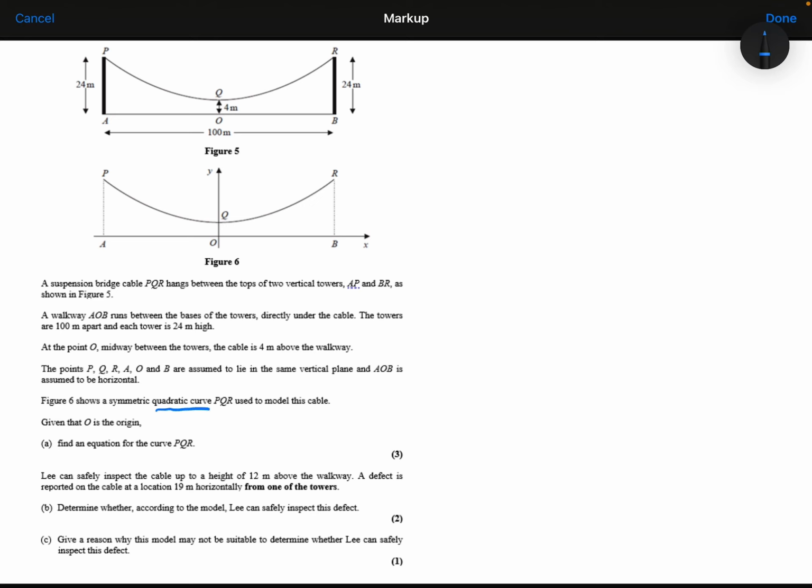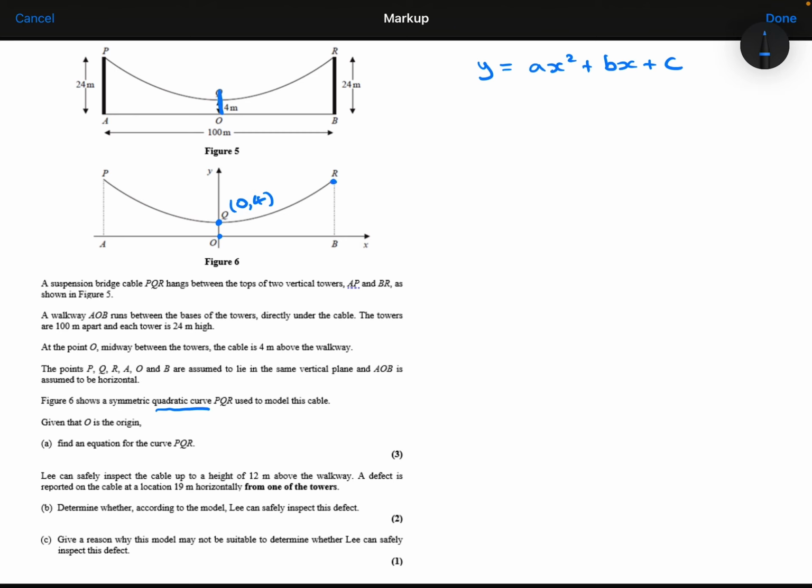So it's a quadratic curve. So I'm going to start with just the general quadratic formula. y equals ax squared plus bx plus c. And let's now look at some key coordinates that we know. We know that the point Q has x coordinate 0, because O is the origin here, and it has y coordinate 4, because we know it's 4 metres above the walkway.